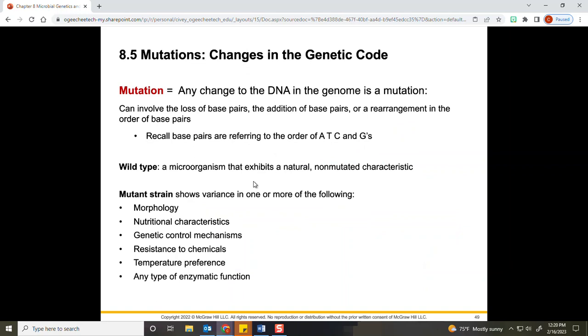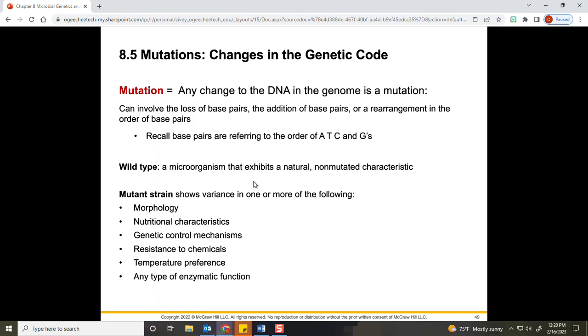So next, we're going to go into 8.5. This describes changes in the genetic code. We're going to be very, very, very brief here. So there's a lot more information in the textbook than what I'm going to cover. But again, remember, I follow state standards, and if it's not in the PowerPoint, it's not on the test.